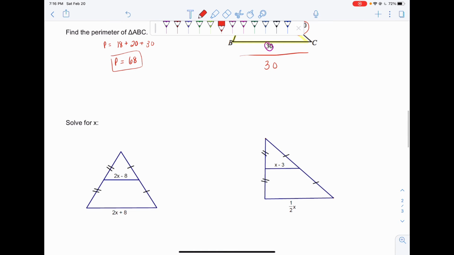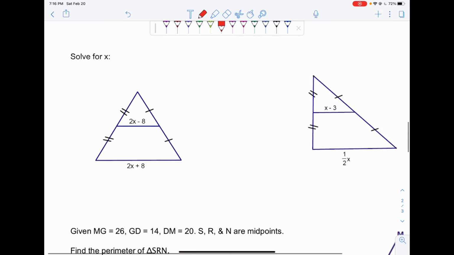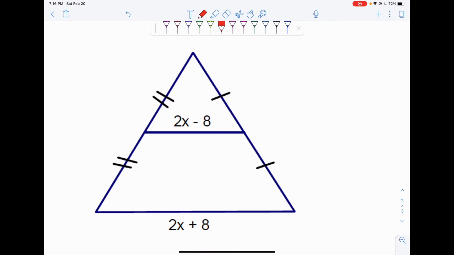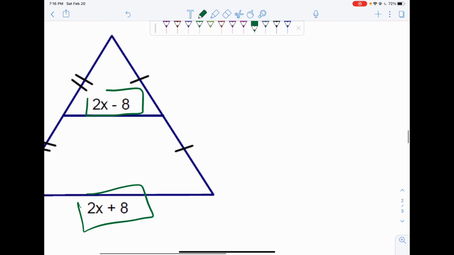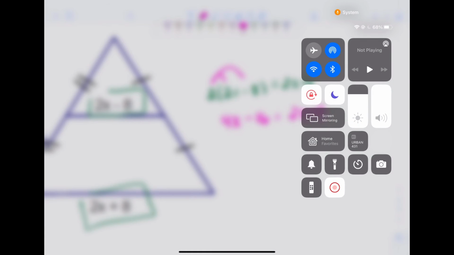In these next few examples, we want to solve for x. When we solve for x, we just double our midline and set it equal to our base. So 2 times 2x minus 8 is equal to 2x plus 8. Distribute my 2. 2 times 2x is 4x. 2 times 8 is minus 16. And I get 2x plus 8.